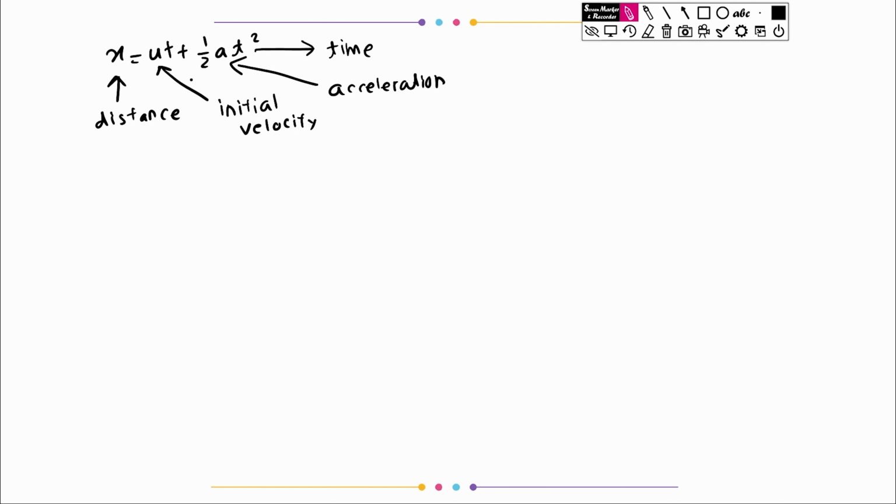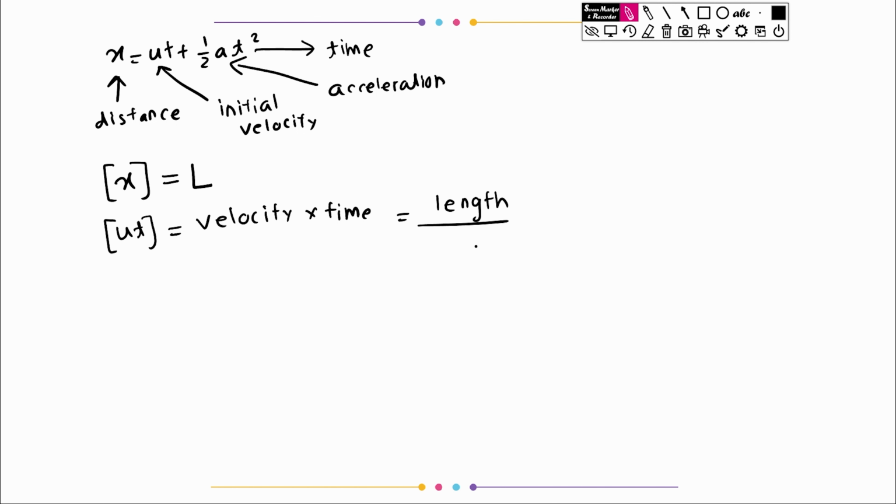Now we'll check the dimensional homogeneity. So first is x, which is nothing but distance. So dimensionally we can write square bracket x is equal to L. Then the second part, that is ut, is equal to velocity cross time. And velocity, as we all know, is length divided by time. Then finally we can write ut is equal to length, that is L.